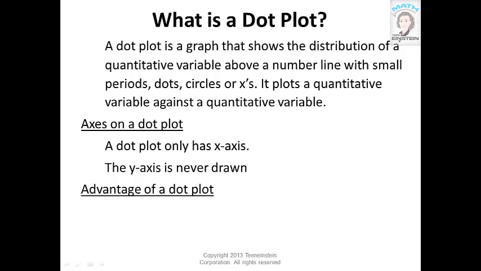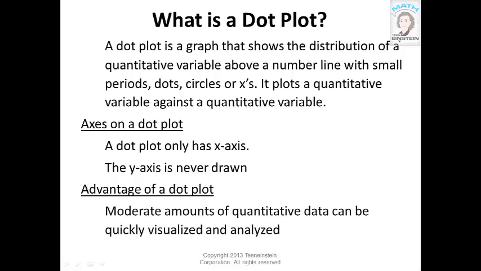Advantage of a dot plot. Moderate amounts of quantitative data can be quickly visualized and analyzed. It's not used for very large data. It's only for a small number of items, maybe maximum 25 items, 30 items, or sometimes we can go to 50 items also. Not very large. It's only a moderate amount of quantitative data that we can easily see in the visual, and from the visual we can analyze the properties of the data.